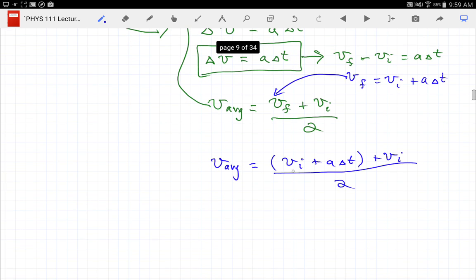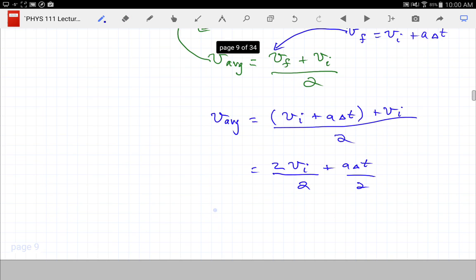And of course I can simplify that because I have V initial plus V initial. What's V initial plus V initial? 2 V initial, and then divided by 2. So it's 2 V initial plus A delta t, all over 2. I can actually break this up and just put the 2 under both of them. And so V average is equal to, 2 divided by 2 is most clearly 1, V initial plus 1/2 A delta t.